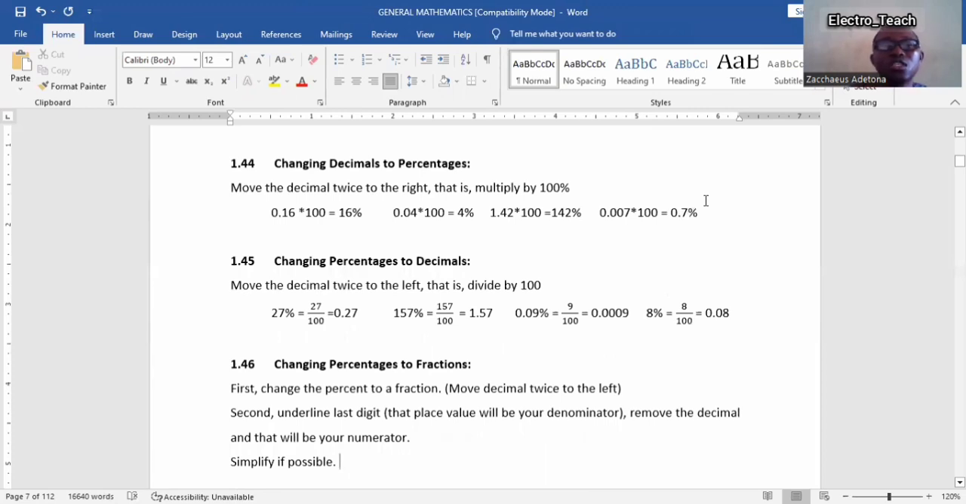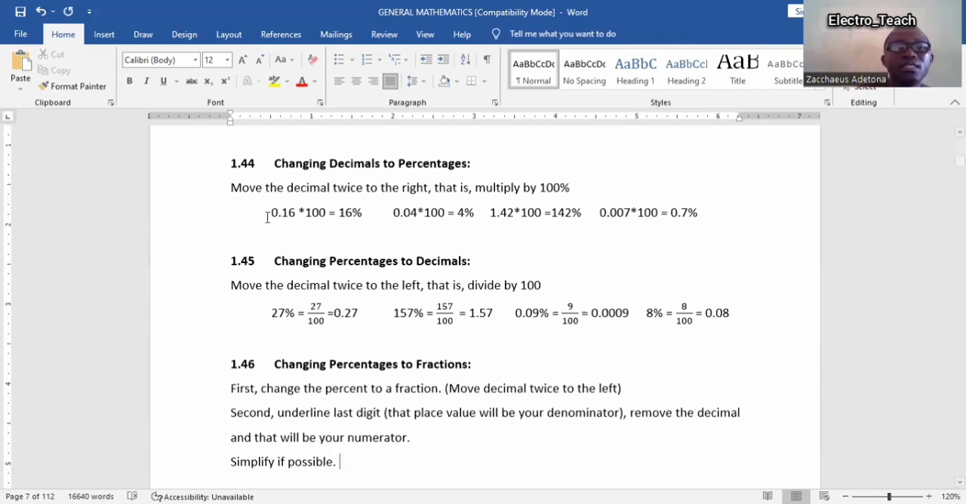Now, what about changing decimal to percentages? What we do here is you move the decimal point until there is no more number. Then you multiply that by 100%. Look at it here. We have 0.16. 0.16 is 16%. How do we get that?